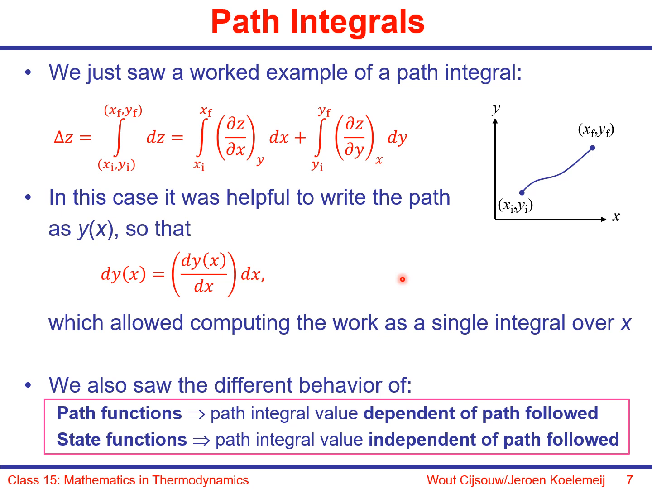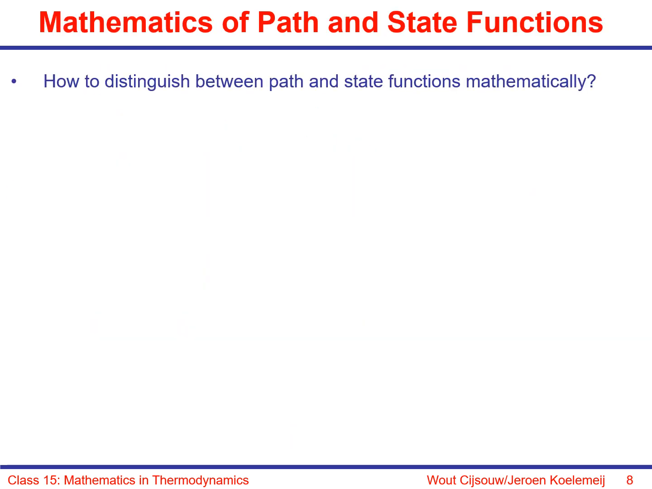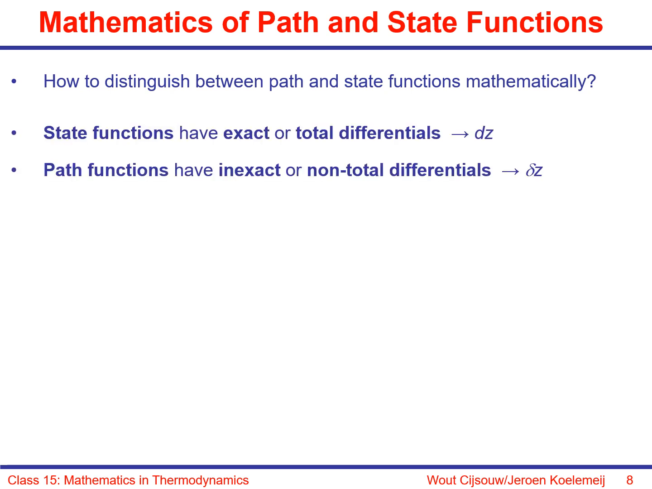We also saw the different behavior that I was referring to earlier on. What I mean by that is that if you take the path integral of a path function, then the value of the integral is actually dependent on which path you followed, as opposed to state functions, where the path integral gives a value that's independent of the path followed. All right, that was formulated nicely in words, but how to distinguish between path and state functions mathematically?